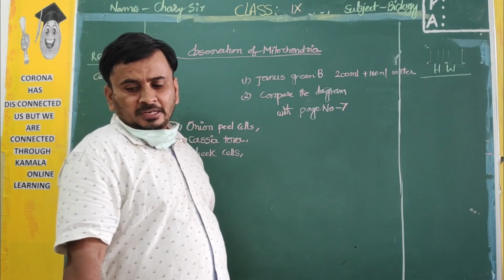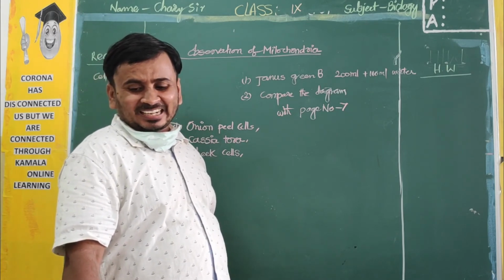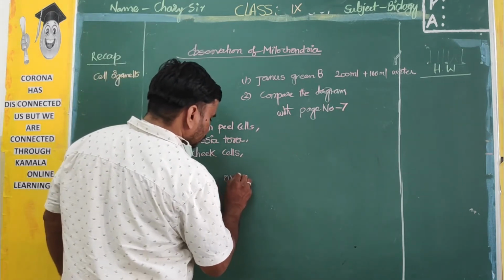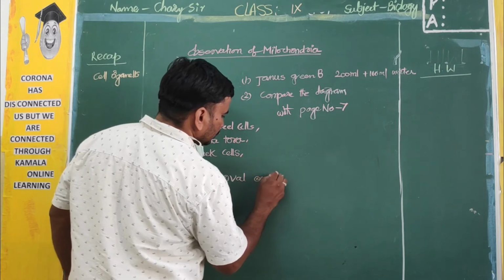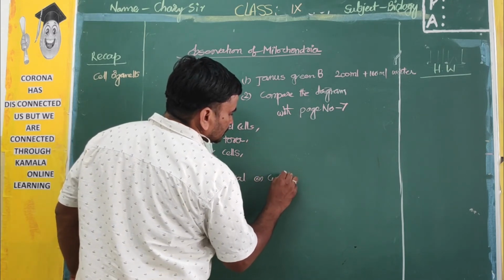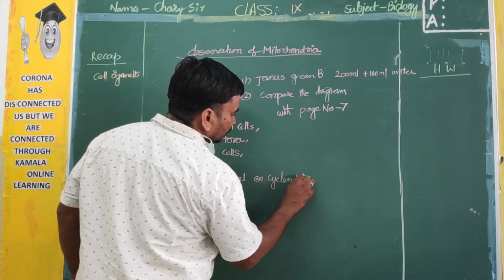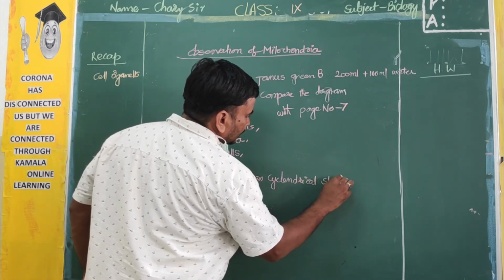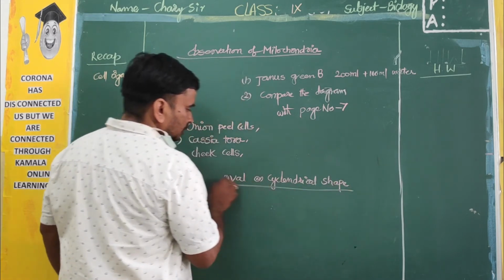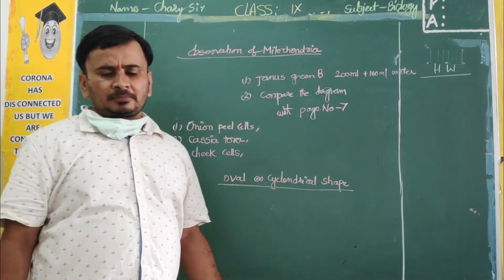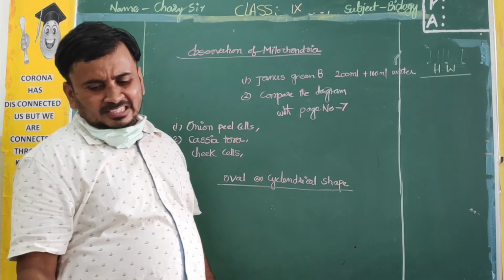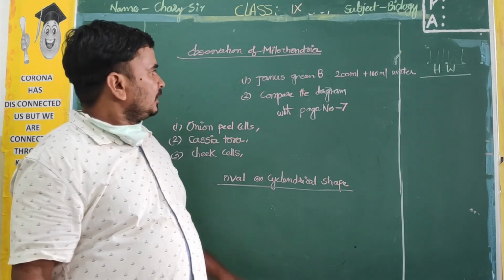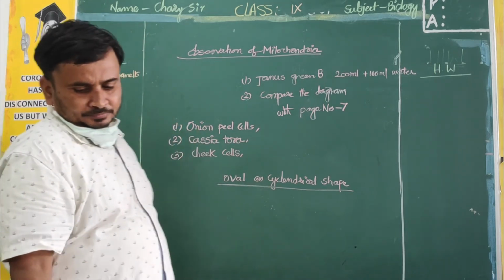You may have observed green, oval or cylindrical grains. Oval or cylindrical in shape. What is that? Nothing but mitochondria, scattered in the cytoplasm. I already explained about the mitochondria. So this experiment will show the mitochondria.